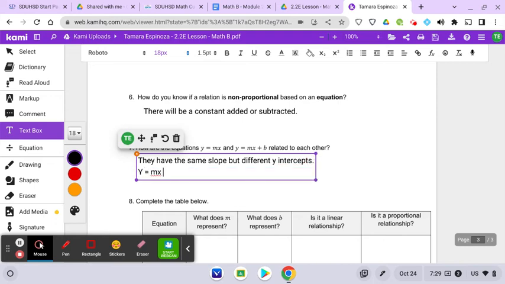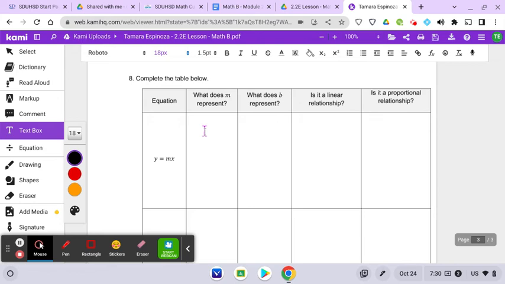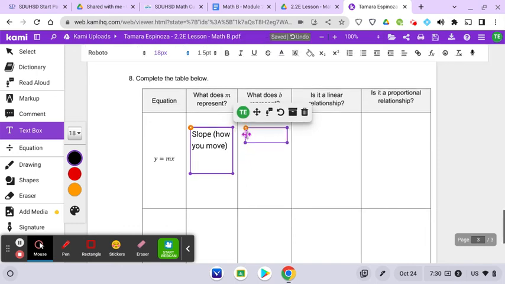Y equals mx plus b is translated b units up from y equals mx. Okay, so m is how you move, it's the slope. B is the y-intercept, it's where you start.